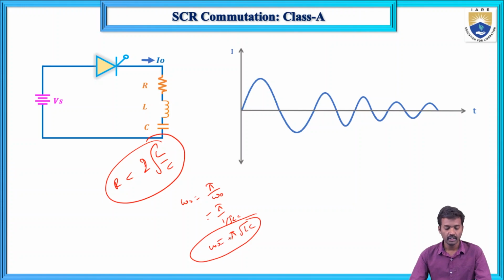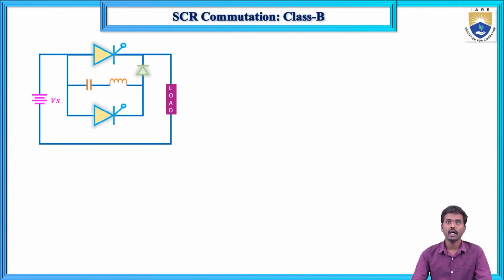And next, the next category is class B commutation. In class B commutation, we use a supply, and the commutating elements are C and L, and this is the diode, this is the main thyristor T1 or Tm, and this is the auxiliary thyristor TA, and this is the load.